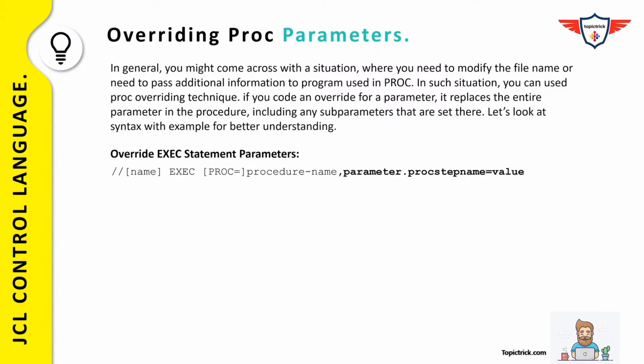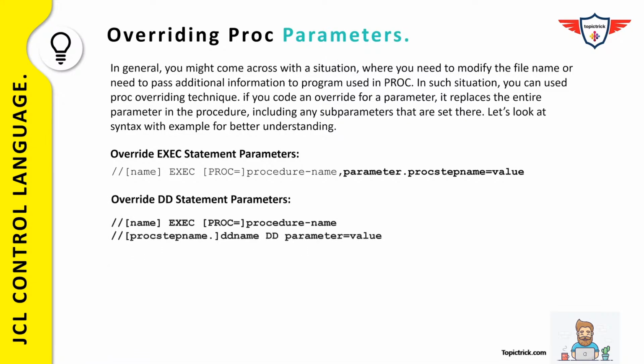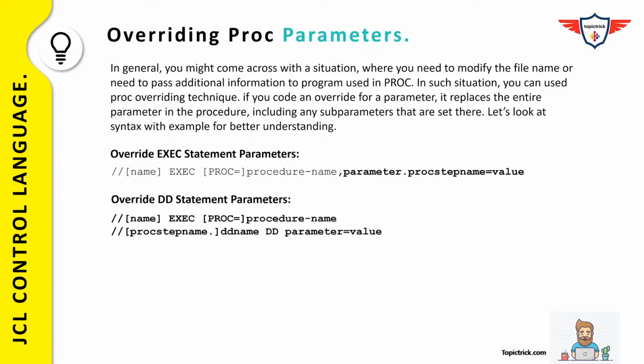And if you want to add a specific parameter to all the execute statements of a proc, then you have to specify the parameter name followed by its value. You're not required to specify the step name, because if you specify the step name, then that parameter will be added to that particular step of a proc. If you want to modify or add a DD or output statement in a procedure, then you can code the appropriate parameter on the DD and output statement that follows the invoking execute statement. And if you want to nullify a parameter, then you can code the parameter without any value. That means you are not required to pass the value after the equal sign.